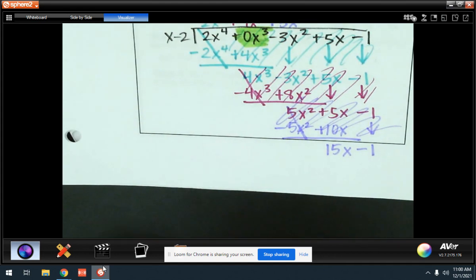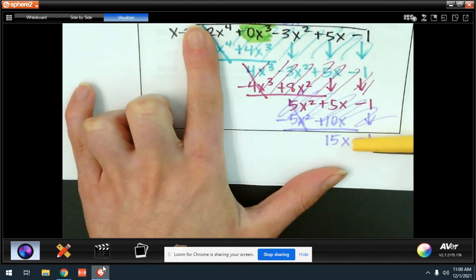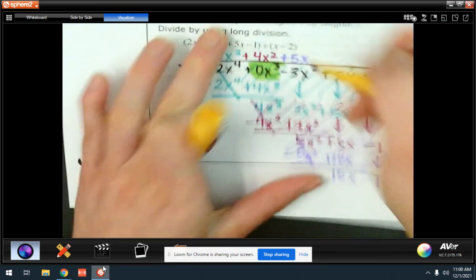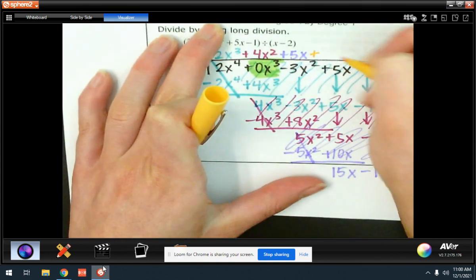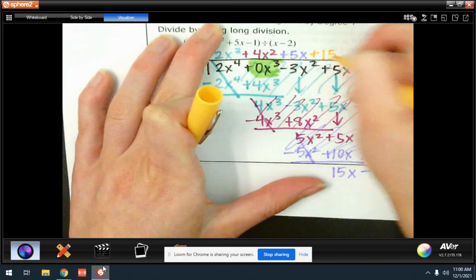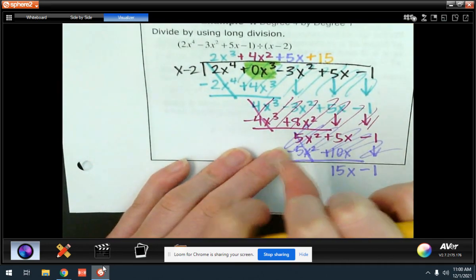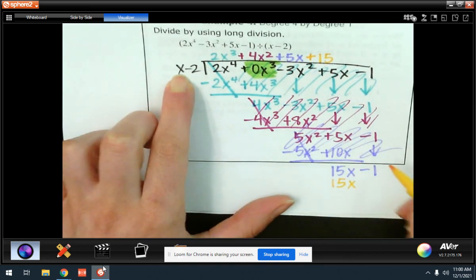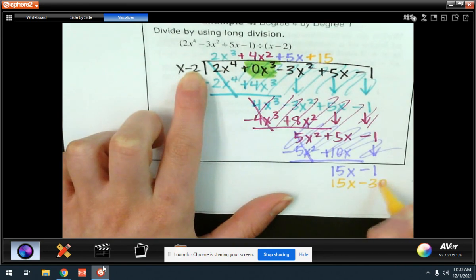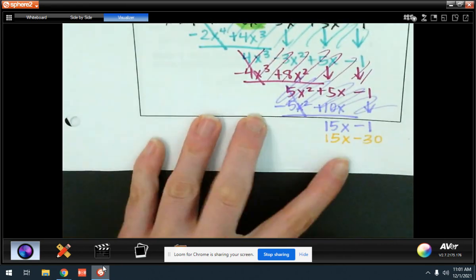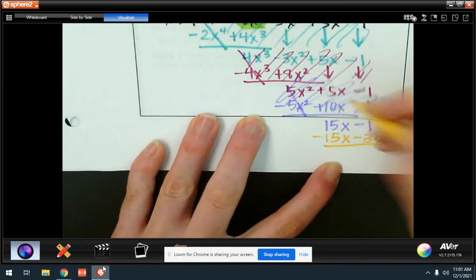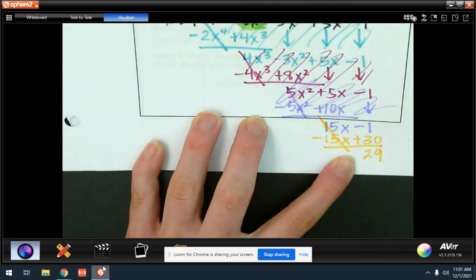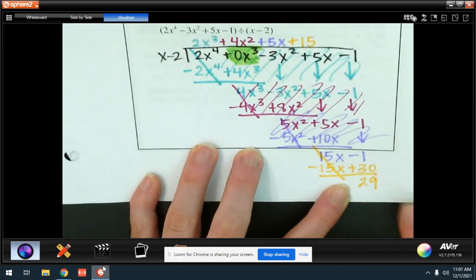All right. x times what would give me a 15x? Just 15. Okay, so 15 times x is 15x. 15 times negative 2 is negative 30. Draw your line, change your sign, cross that off, leaves you with 29. So anytime you're dividing by a linear, your remainder will be a number.